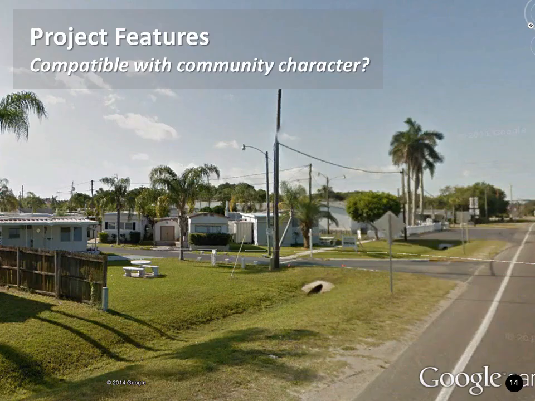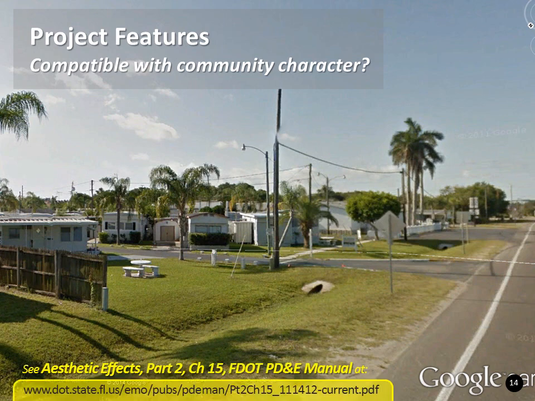The final SCE consideration under the aesthetic effects issue pertains to the compatibility of specific project features with the community character. Sometimes a project intended to address a transportation need or minimize a project effect could result in other effects. An example of this is the installation of a noise wall that, while reducing project noise levels, also necessitates removal of a community-defining feature, such as a grouping of mature trees. You can learn more about assessing aesthetic effects in Part 2, Chapter 15 of the Department's PD&E Manual.